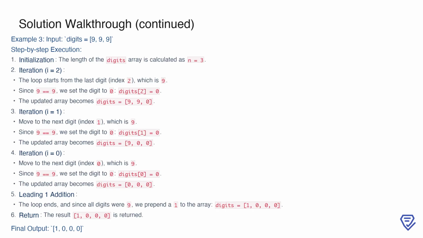Finally, we process the digit at index 0, which is another 9. This is set to 0, resulting in [0, 0, 0].